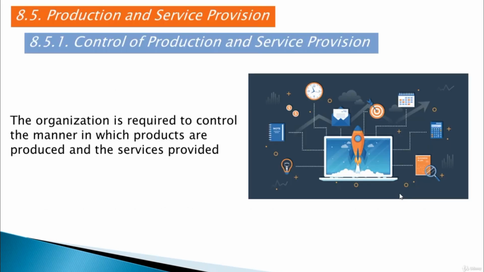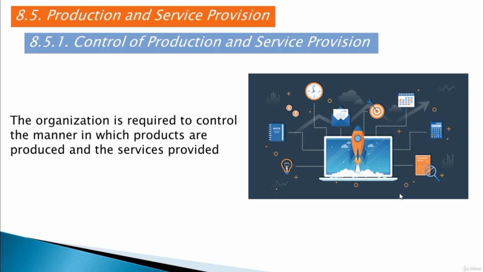The fifth subclause of operation is the production and service provision. This subclause is in turn divided into 5 subclauses or 5 parts. The first one is the control of production and service provision, so the control of the production. Now, the organization is required to control the manner in which products are produced and services are provided.